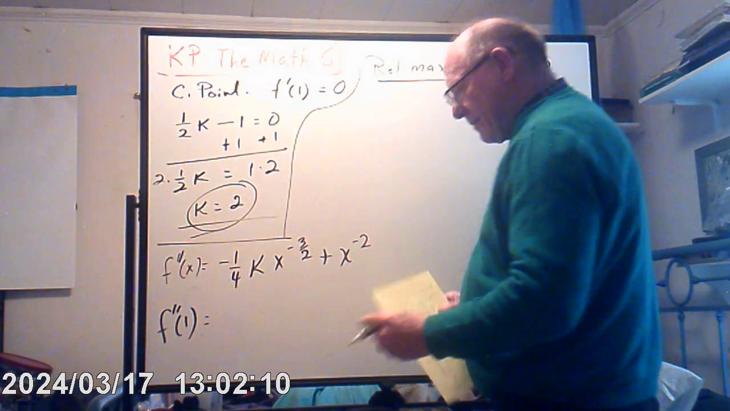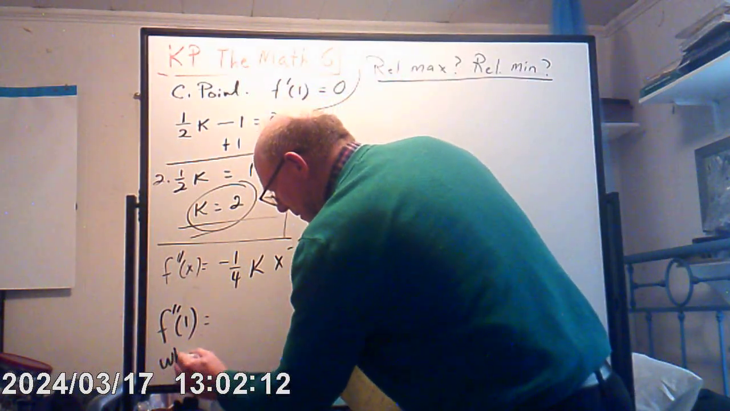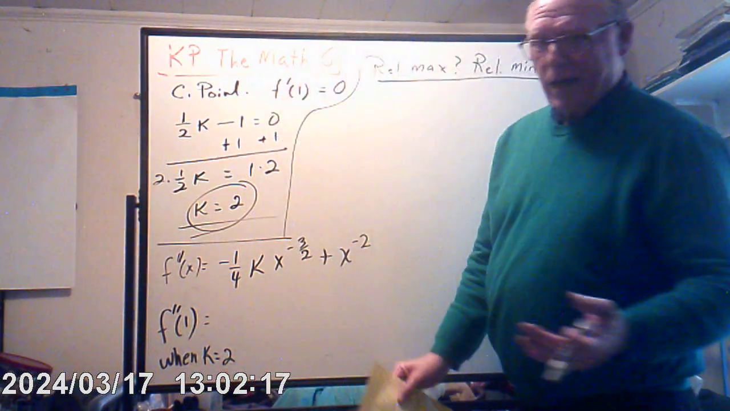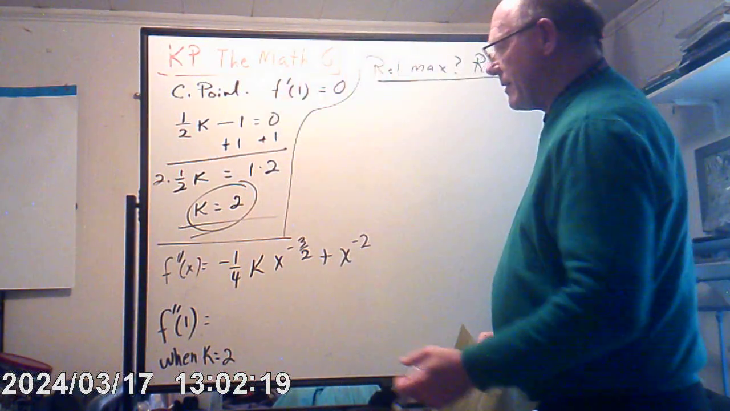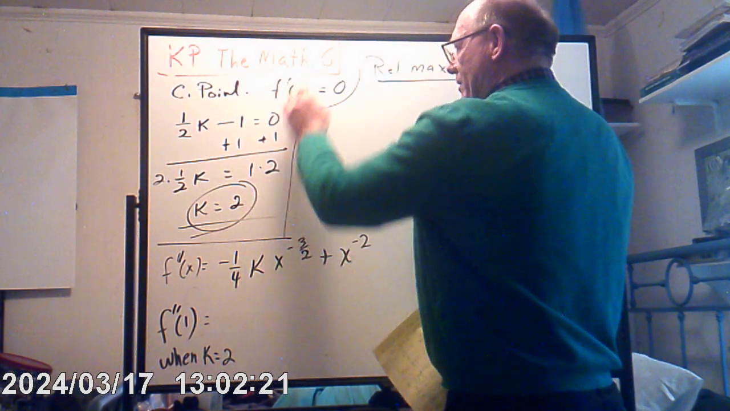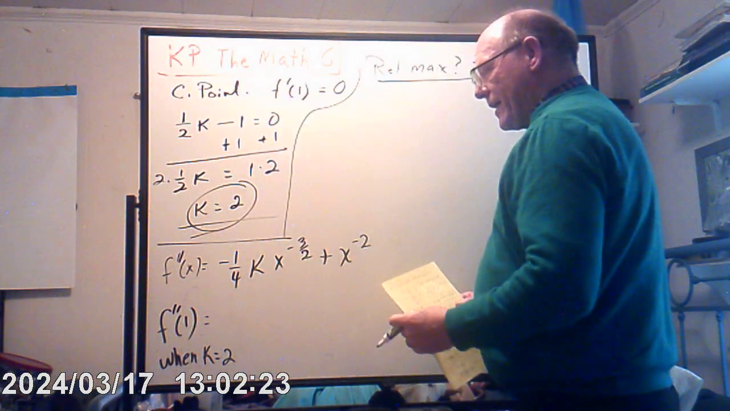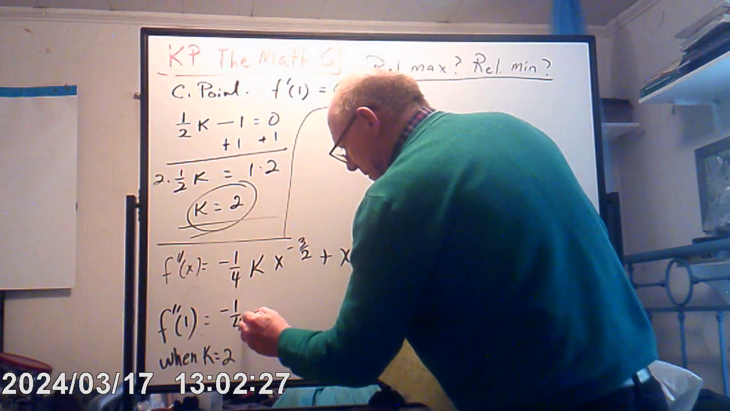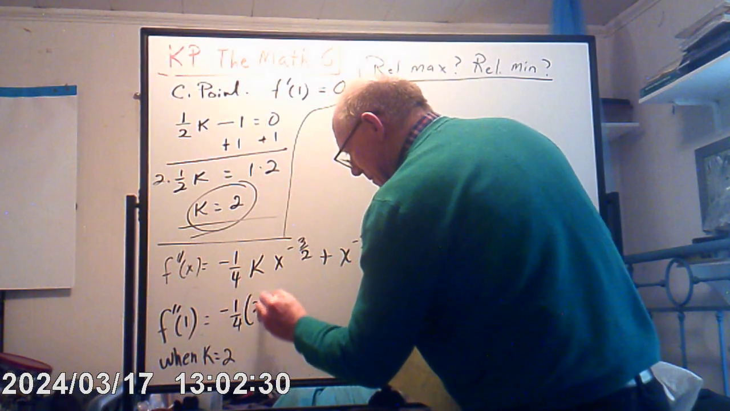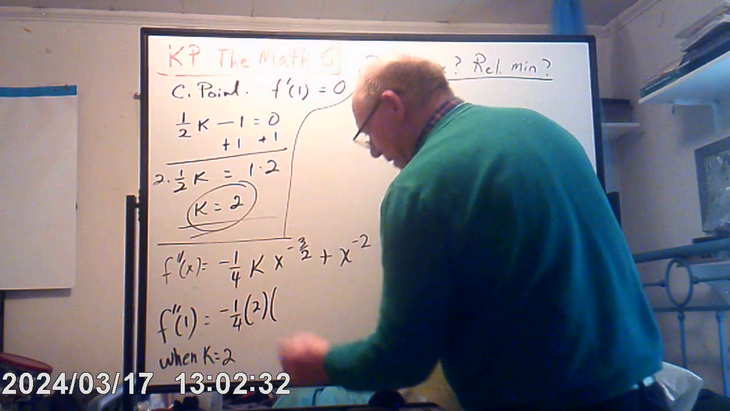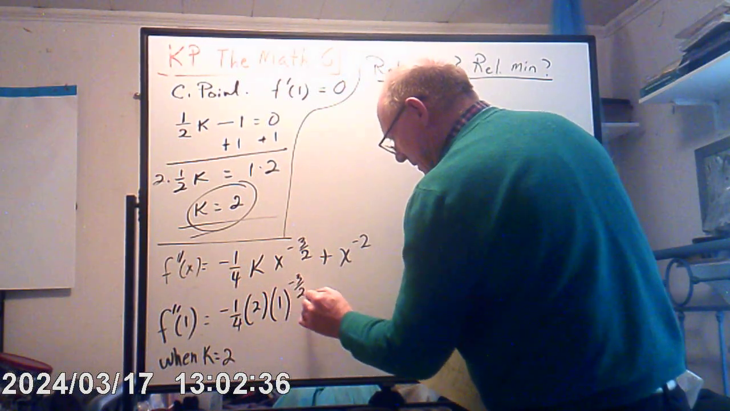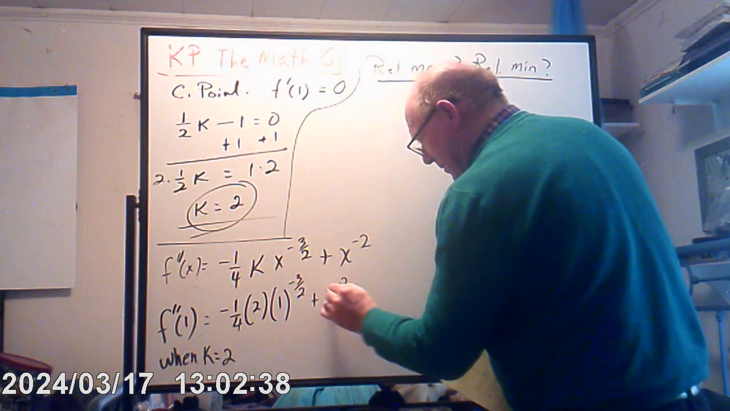That's what I'm going to check for now. So at k being 2 and x being 1, let's try f double prime at 1. Let's see what happens. When k is equal to 2, and that's when we got k being 2 just now, didn't we? We just determined that on the first derivative, that k is 2. So negative 1/4 times 2, times x, which is 1 to the negative 3/2, plus 1 to the negative 2.